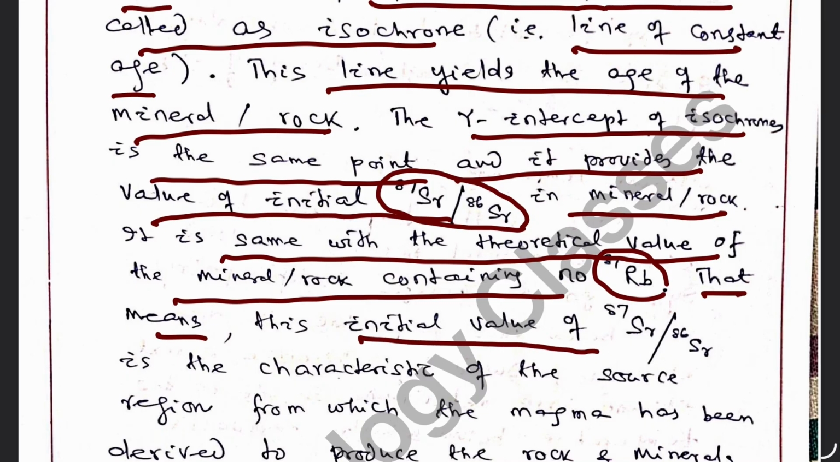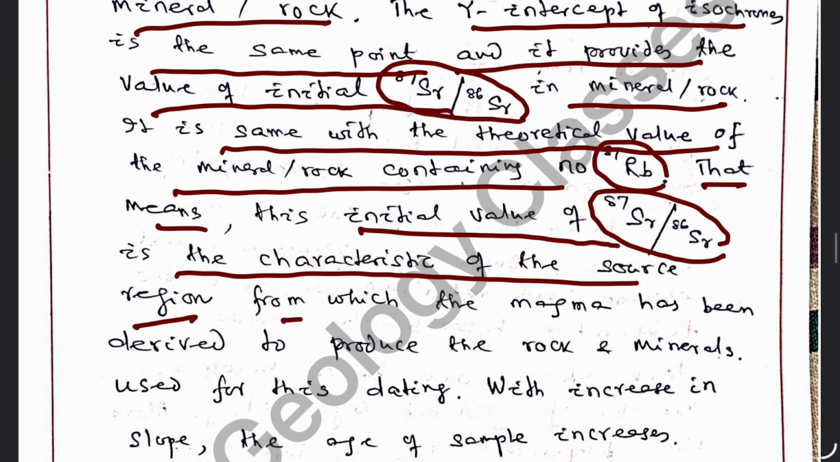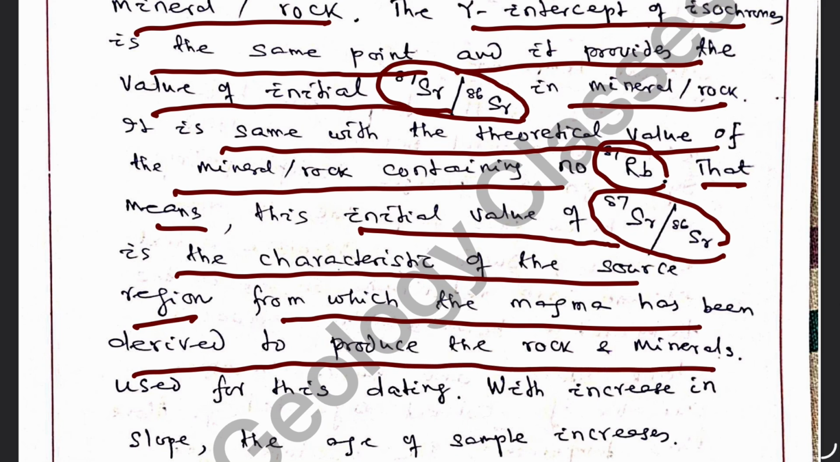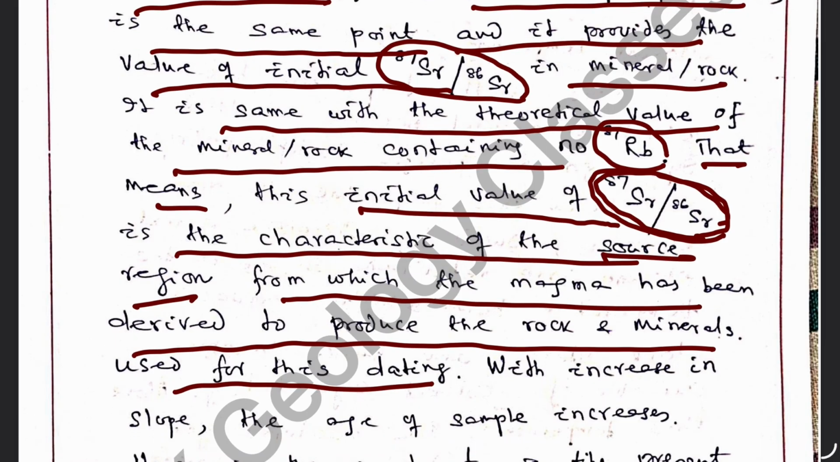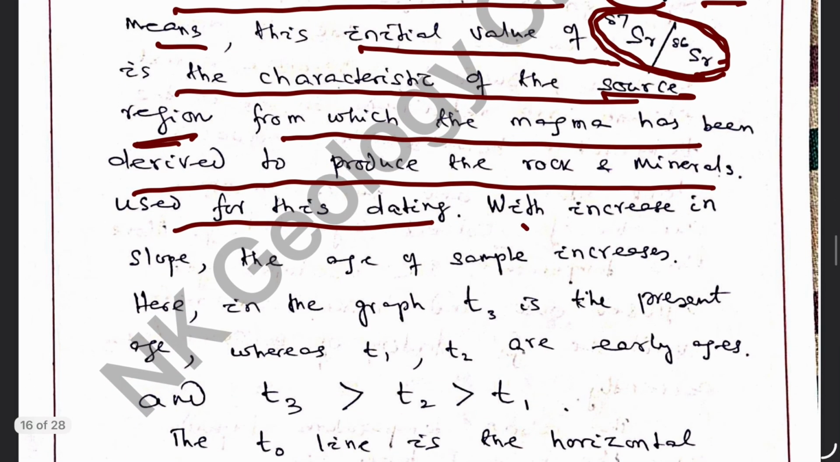That means this initial value of strontium 87 by strontium 86 is the characteristic of the source region from which the magma has been derived to produce the rocks and minerals used for the dating. So the initial value of strontium 87 by strontium 86 is the characteristic of the source region from which the rock or mineral has been produced.